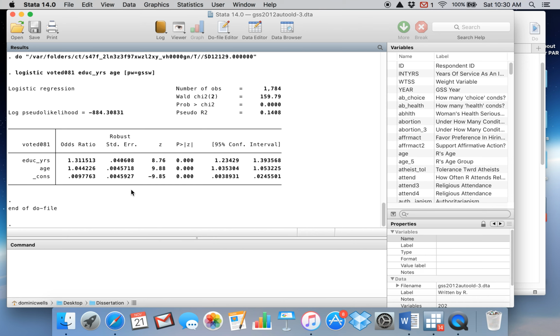The model is statistically significant, so compared to knowing nothing and just randomly guessing on our dependent variable, our model significantly improves our ability to predict the likelihood of voting. You can see education is statistically significant and positive, age is statistically significant and positive, and our pseudo R squared went up quite a bit, pretty much double. So we're doing a better job of predicting voting in the 2008 election with this model.